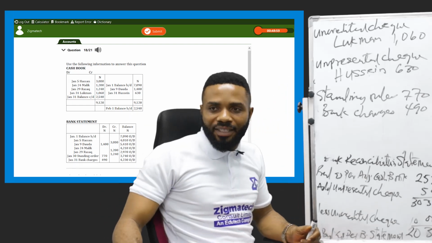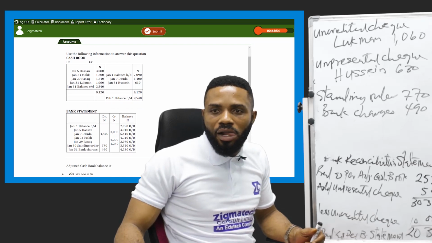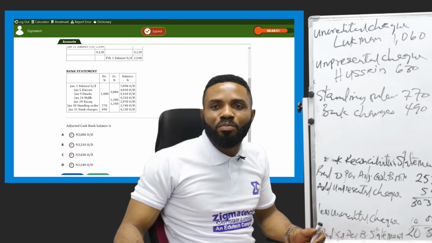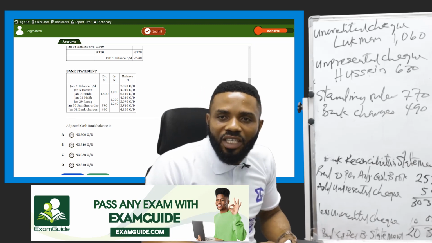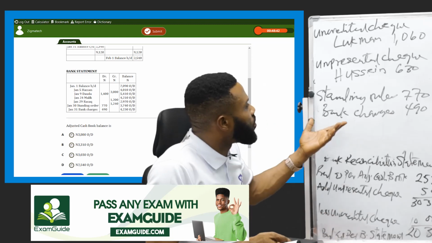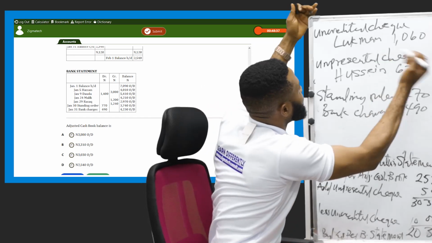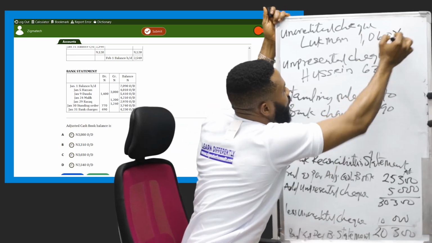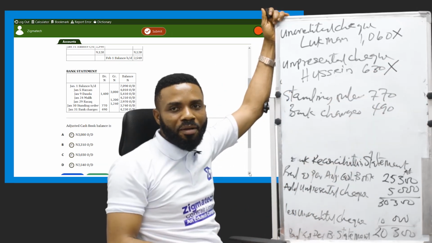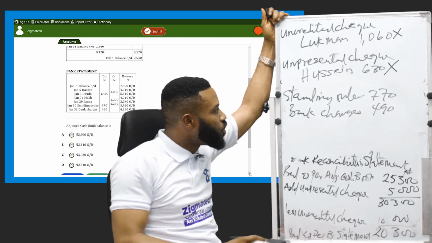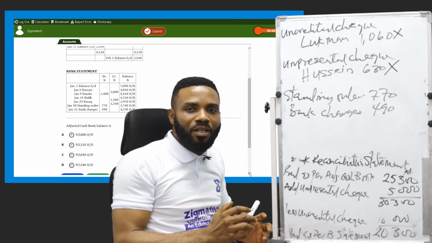The question we are asked here is a very straightforward question. They said, what is the adjusted cash book balance? It's very simple. Now, what are we going to do? We are not going to use the uncredited check, and we are not going to use the unpresented check, because both of them are not needed in bank overdraft. The only things we are going to use are the standing order and bank charges. And then let's start with the adjusted cash book.